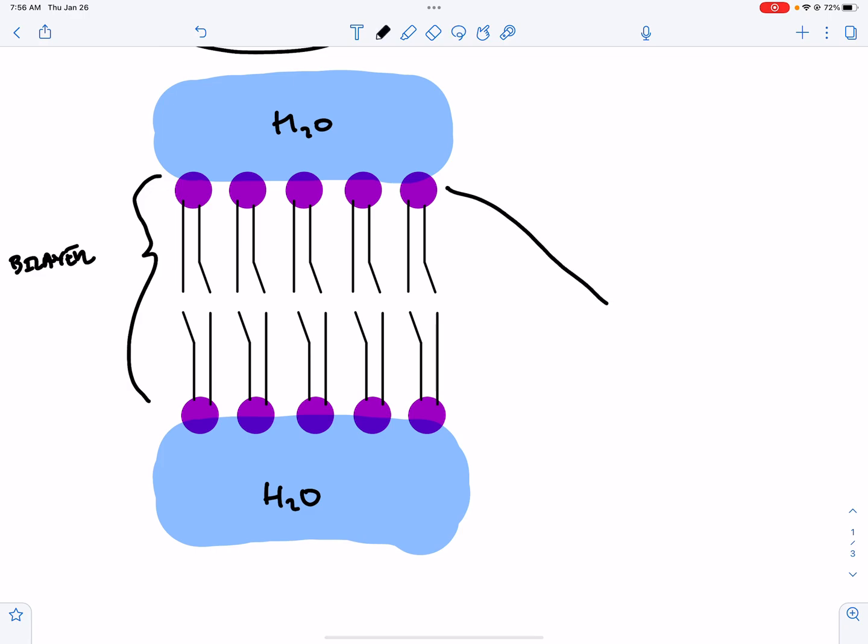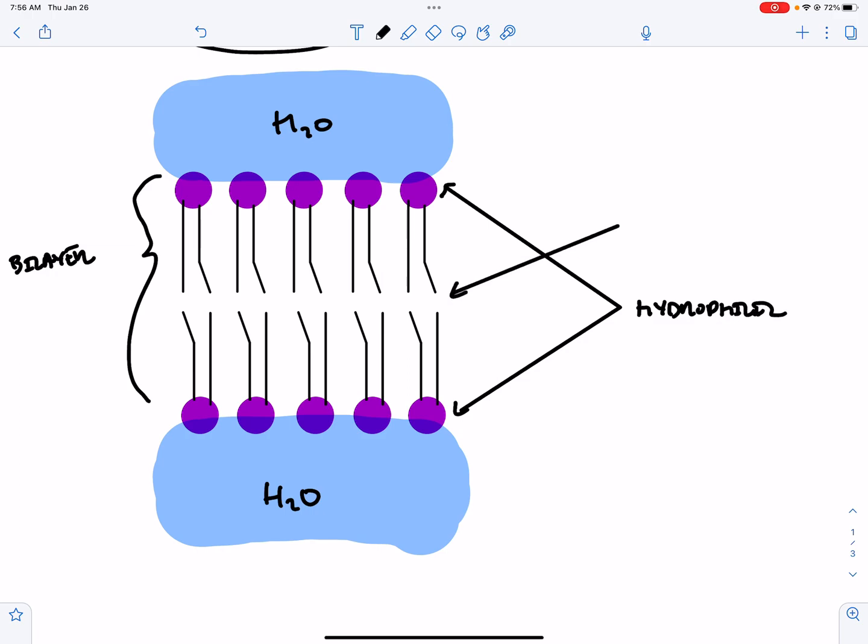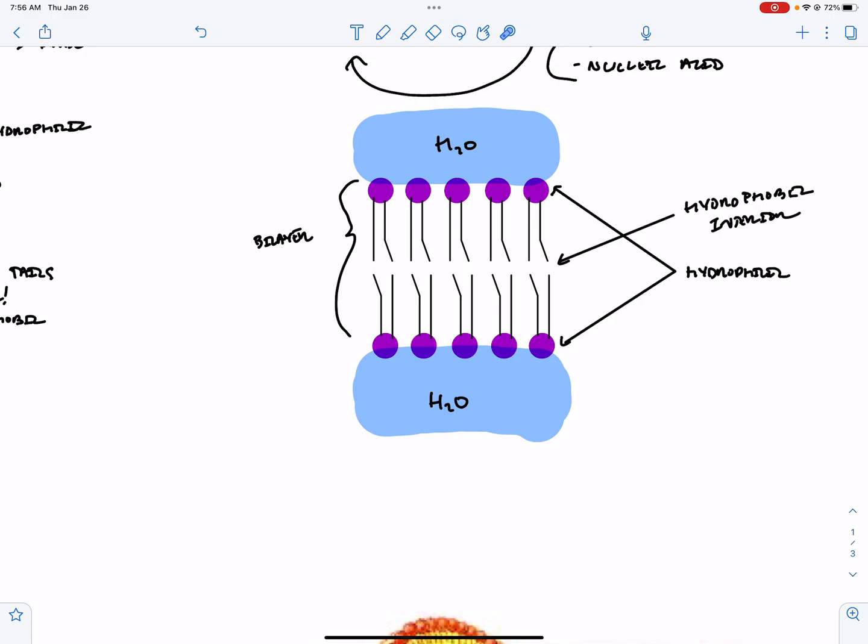So here we have two hydrophilic heads, and here we have hydrophobic tails. Okay, but you're probably wondering, well, what about these sides? Water is going to completely surround this structure, and then you're going to have water encountering these hydrophobic tails where the edges of this structure are.